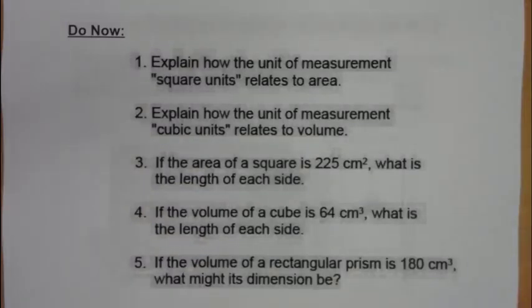Now with number 1, explain how the unit measurement square units relates to area. So when you think about square units, square should make you think of 2, or because of squared things. Area is only in 2 dimensions. So squared, 2 dimensions kind of equates and makes sense.